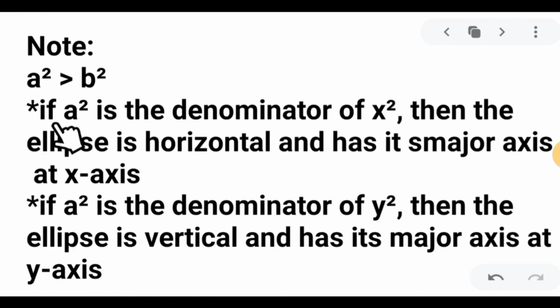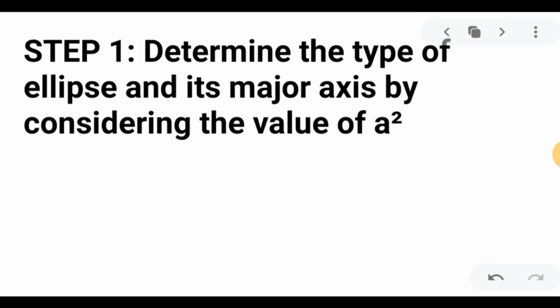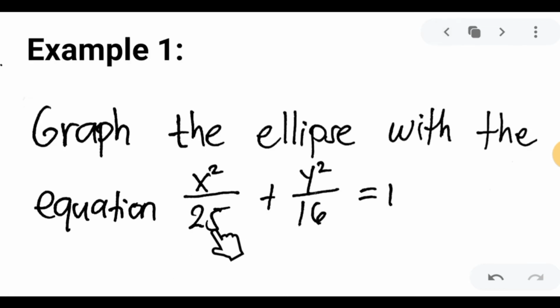Take note as well that if a squared is the denominator of x squared, then the ellipse is a horizontal ellipse and has its major axis at the x-axis. But if a squared is the denominator of y squared, then the ellipse is vertical, or it has its major axis at the y-axis. In this case, a squared is the denominator of x squared. So therefore, this type of ellipse is a horizontal ellipse.